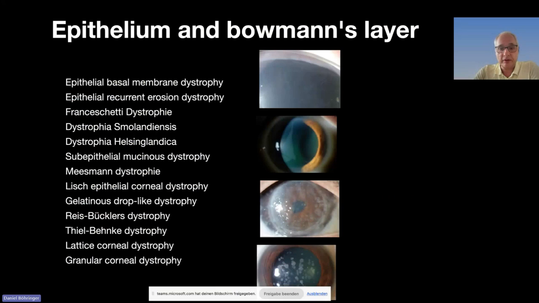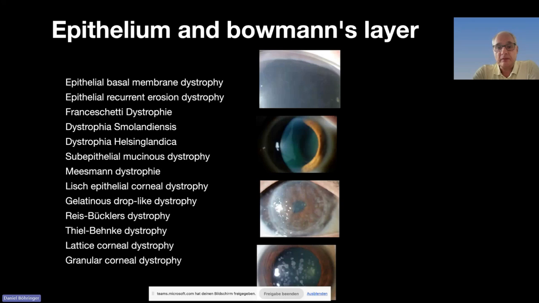And for that, we will focus on the complex group of the epithelium and Bowman's layer. And you can see here that the phenotypic appearance is a big clue on the diagnosis. So we have the epithelial basement membrane dystrophies, where you can see in the slit lamp these curved lines that are duplications of the basement membrane.